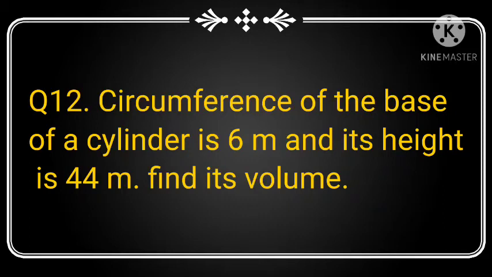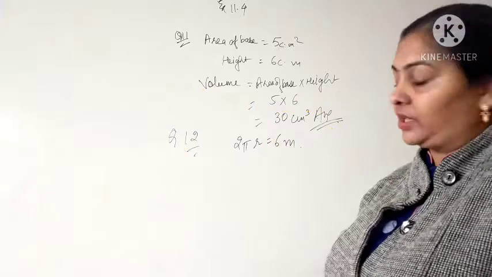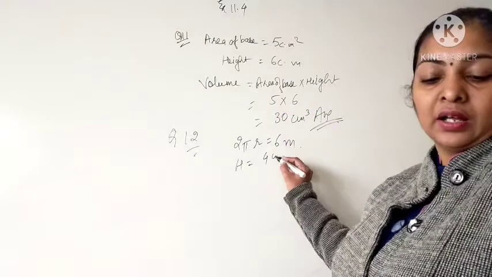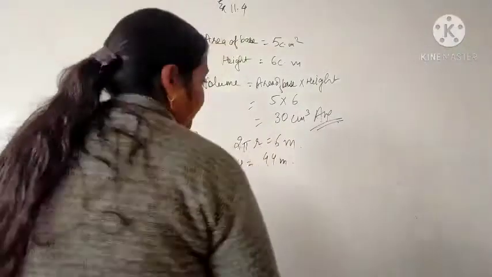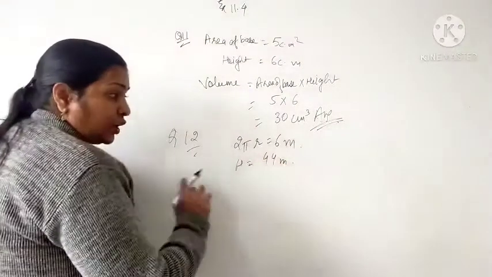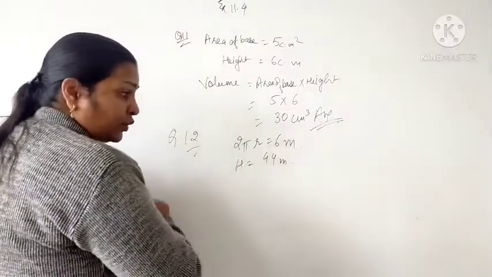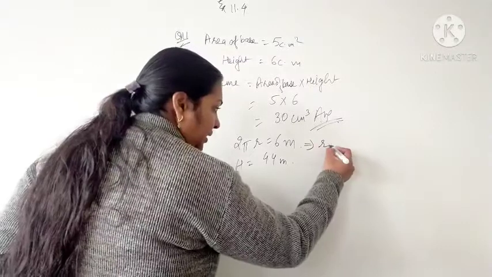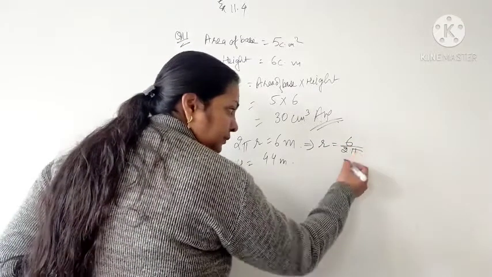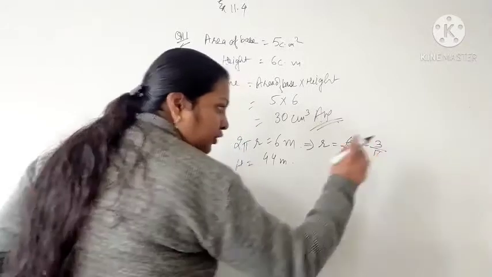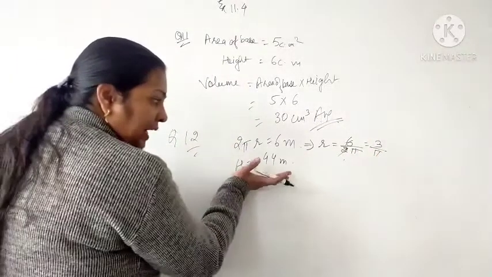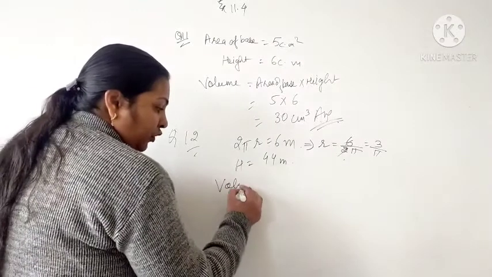In question number 12, it is given that the circumference of the base of a cylinder is 6 meter. That means 2 pi r is equal to 6 meter, and its height is 44 meter. You have to find the volume. See, circumference is given as 6 meter and height is given as 44 meter. From here, the radius will be 6 upon 2 pi, that is 3 upon pi. I am not substituting the value of pi over here. Height is 44 meter.